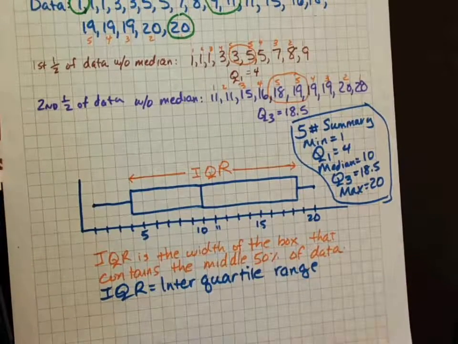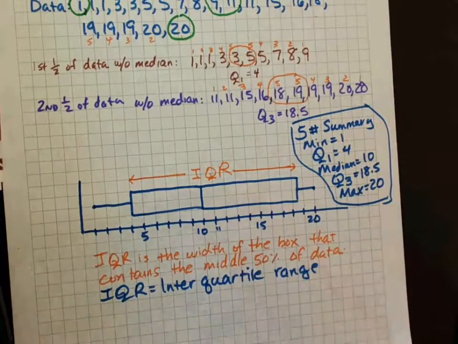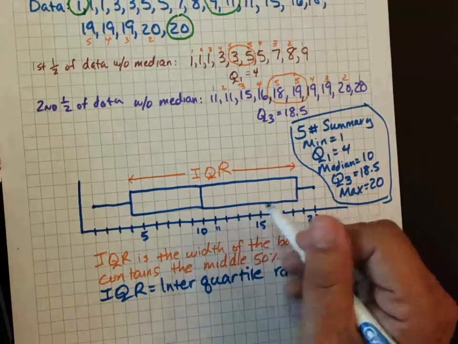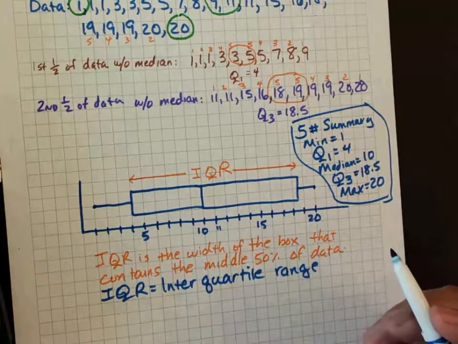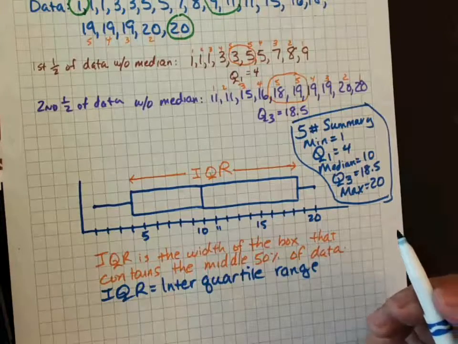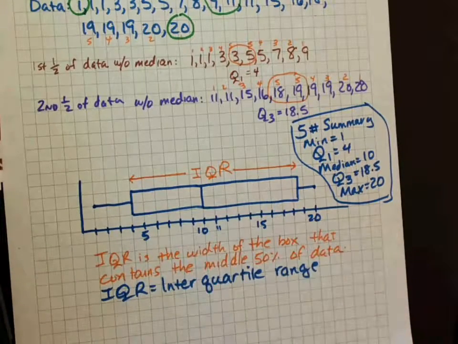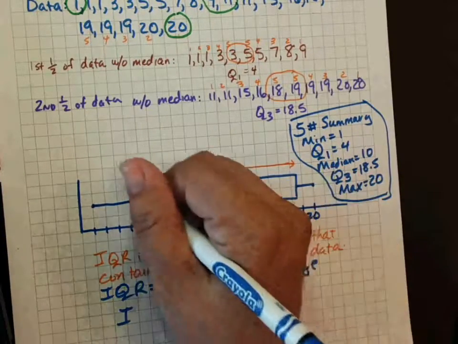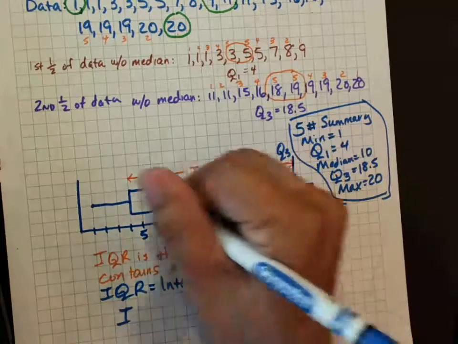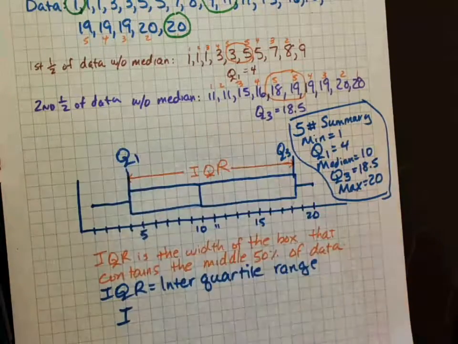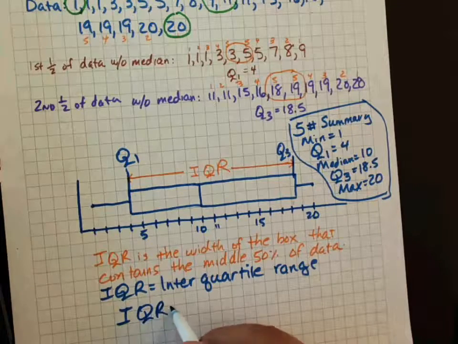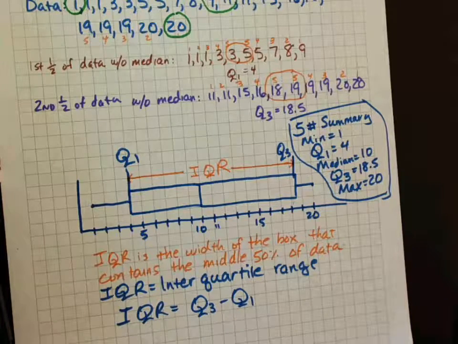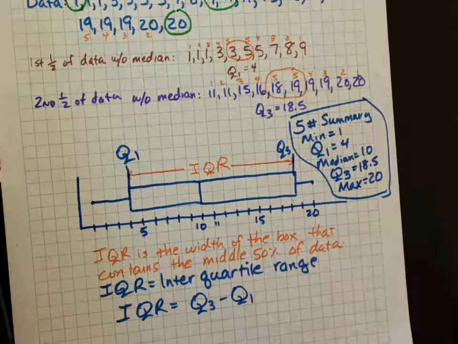All right. Now, how could I figure it out from the 5 numbers if I didn't have the graph right there? Because here I could measure it, and I can see that it looks like it's about 14.5. All right. But how could I do that without counting? Well, I know this end is Q3, and this piece is Q1. So IQR is just Q3 minus Q1. And that is a measure of spread. So it behaves like standard deviation.